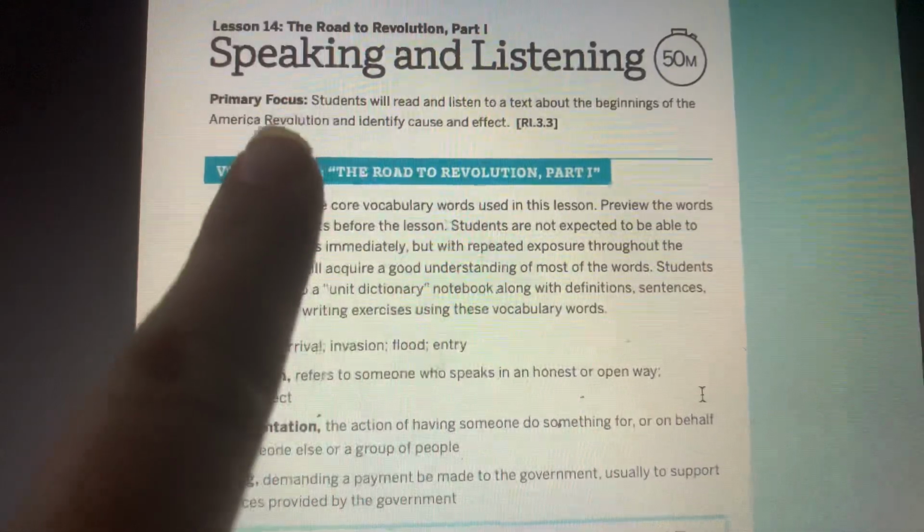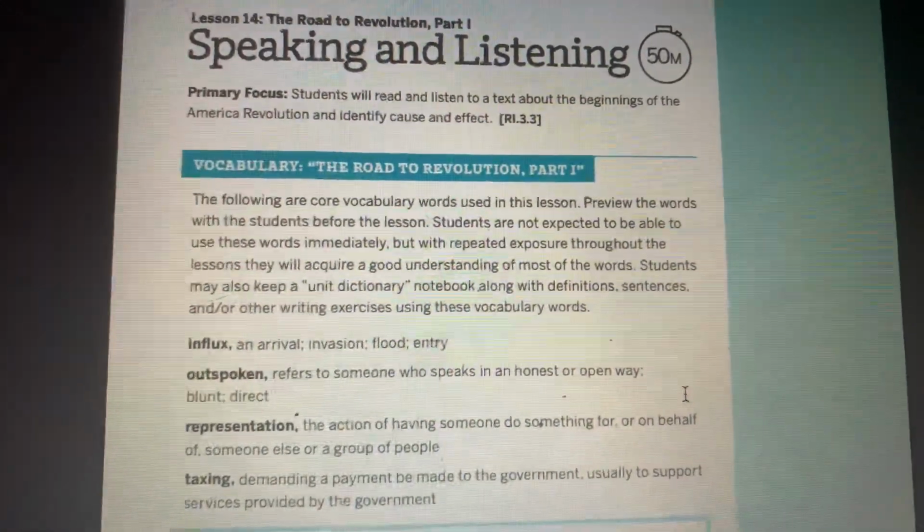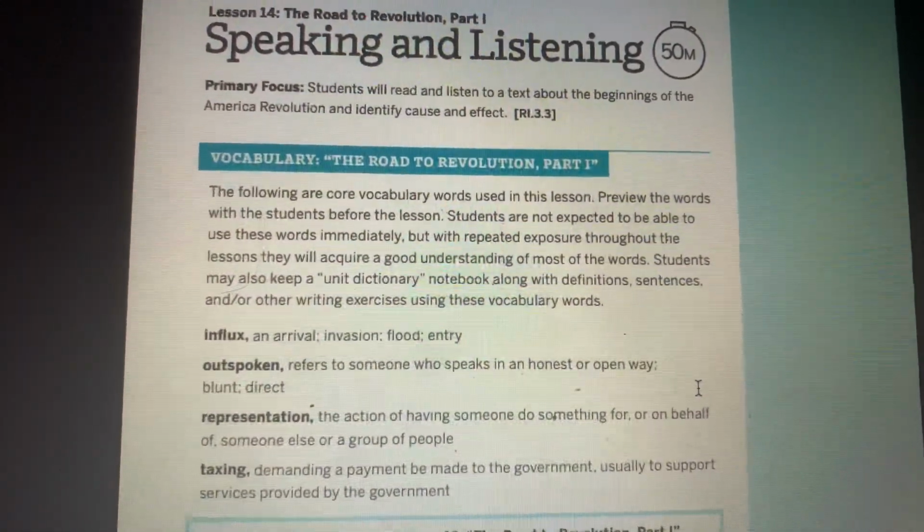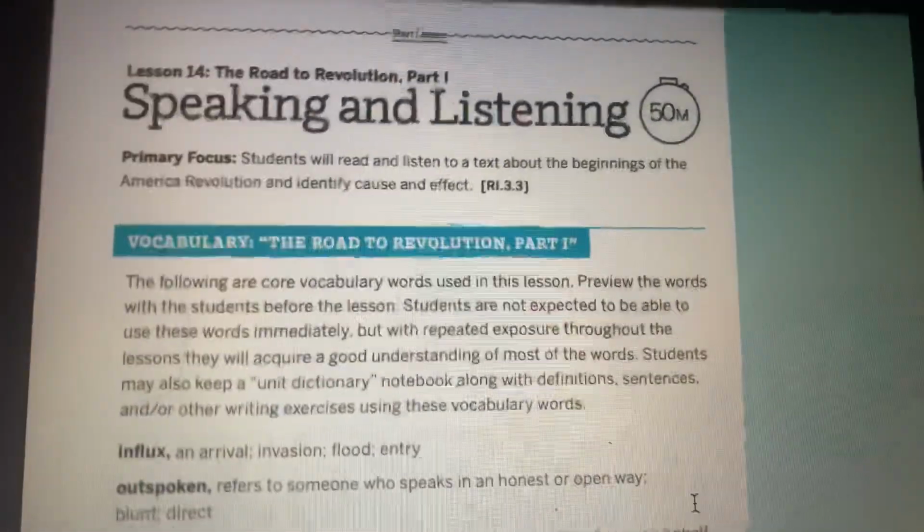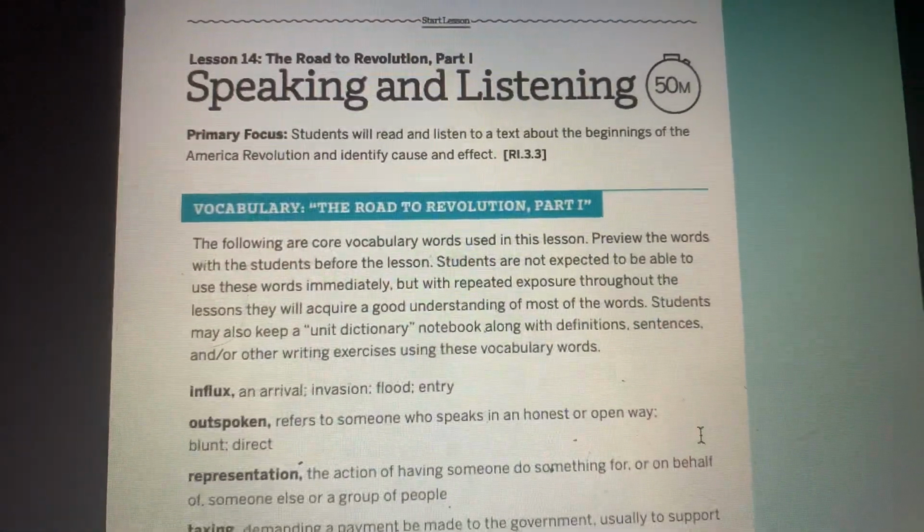So today's primary focus for this story is that we're going to read and listen to a text about the beginnings of the American Revolution, and we're going to identify the cause and effect of it.